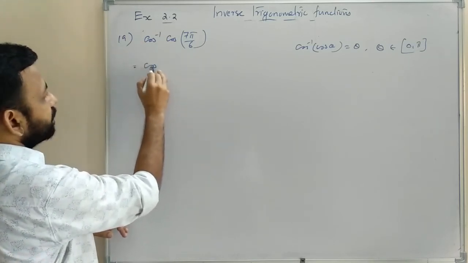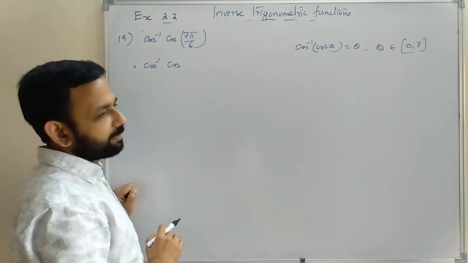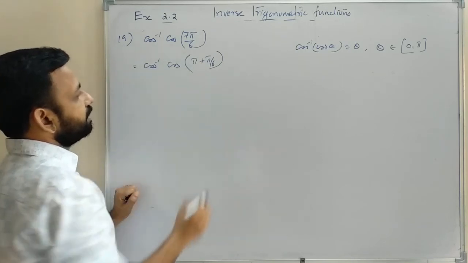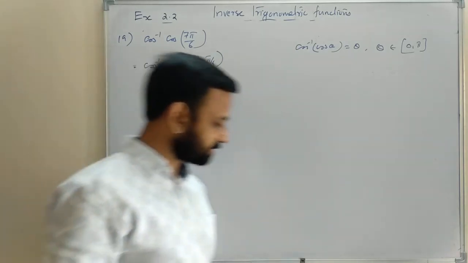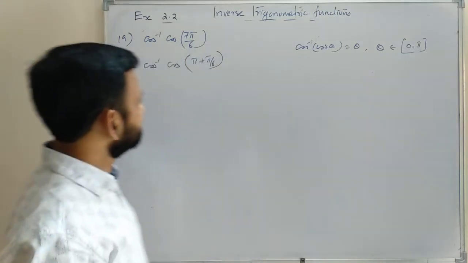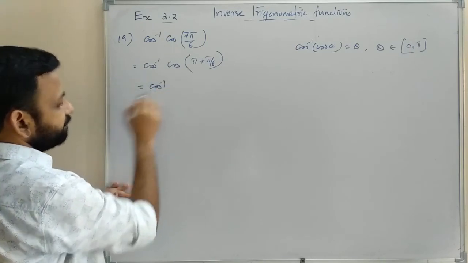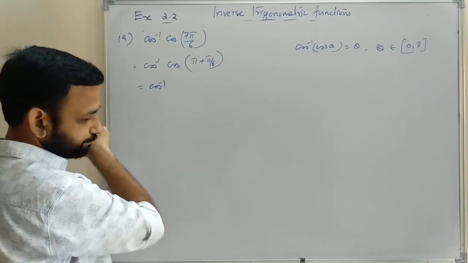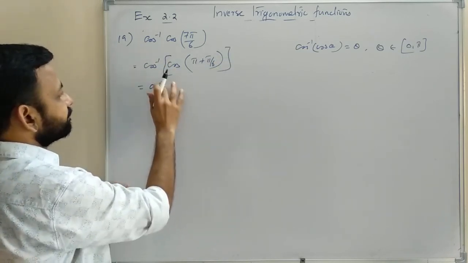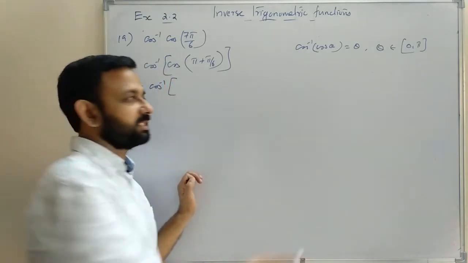That is equal to cos inverse cos 7π/6. 7π/6 we can write as π plus π/6, that is 6π plus π over 6, which is 7π/6. So that is cos inverse of cos(π + π/6). Now π plus π/6 comes in the third quadrant.